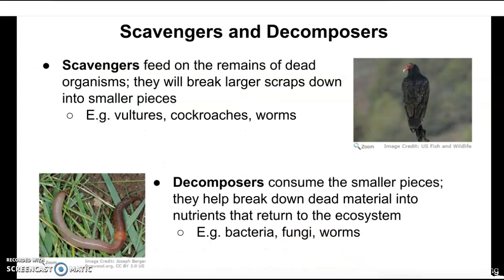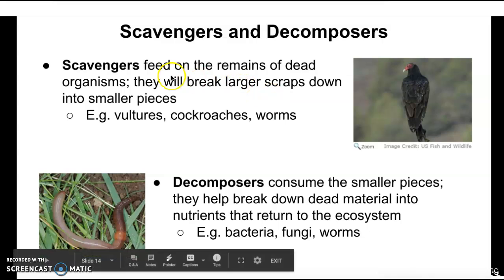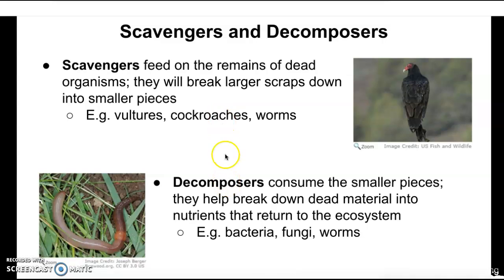All right, and finally, 2 more words to know are scavengers and decomposers. So both of these organisms will eat dead organisms. Okay, they will both eat the remains of dead organisms. We use 2 different words because scavengers normally feed on larger pieces of dead organisms. So these would be things like vultures or cockroaches and some worms. They will eat and break down some of the larger pieces of dead organisms. And they'll break them down into smaller pieces.